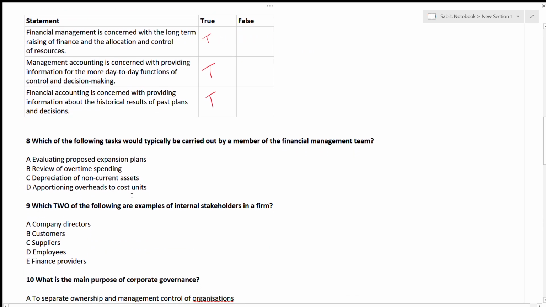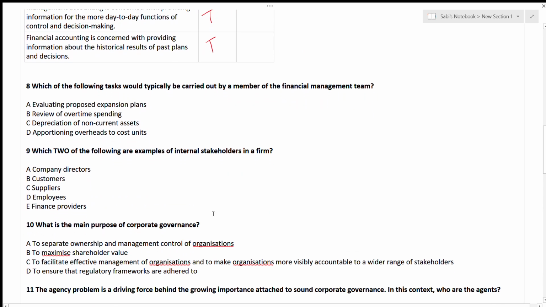Now, let's go to 8. Which of the following tasks would typically be carried out by a member of a financial management team? Right? So, evaluating proposed expansion plans. Looks like A is correct, but still we'll read the remaining ones. Never read just one, right? Yes, A might be correct.